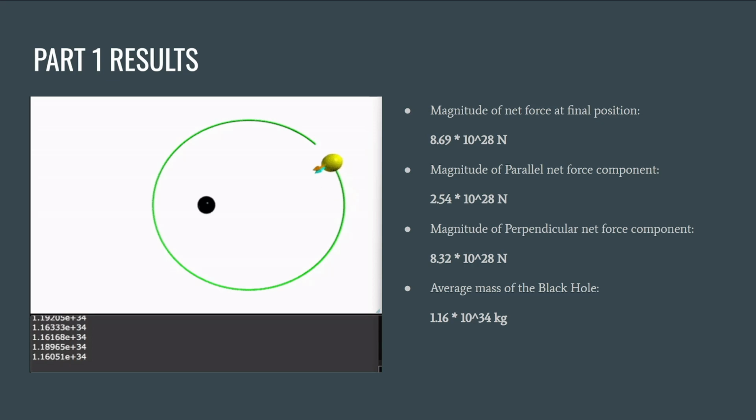The results of part 1 can be seen here, where the magnitude of the net force at the final position is about 8.69 times 10 to the 28 newtons. The magnitude of the parallel force is 2.54 times 10 to the 28 newtons, and the magnitude of the perpendicular force is about 8.32 times 10 to the 28 newtons. From these conditions, the average mass found is roughly 1.16 times 10 to the 34 kilograms.